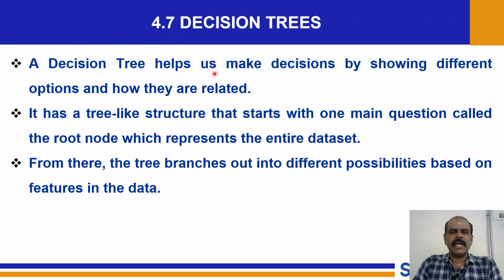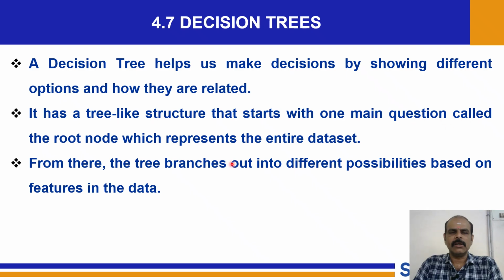A decision tree helps us make decisions by showing different options and how they are related. So this is quite an interesting part: the interrelationship between various options available for one common goal. For one common problem, there are multiple solutions. The interrelationships between them have to be known clearly so that we can draw the maximum amount of inference from it.